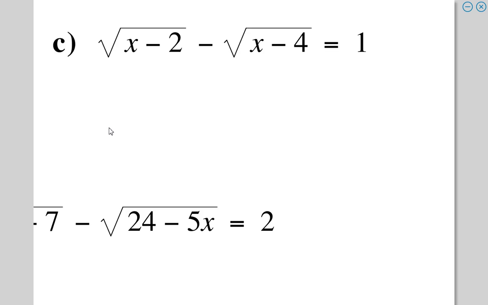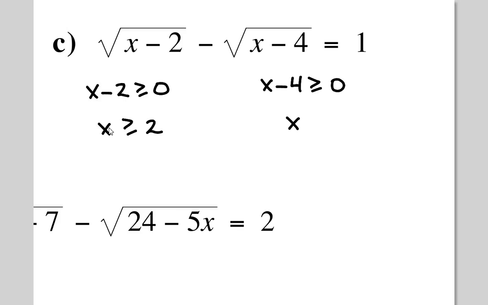What happens when there's 2? Do both, and then think about it. So the first one is x minus 2 greater or equal to 0, and the other one is x minus 4 greater or equal to 0. Solve both. You get x greater or equal to 2, and over here you get x greater or equal to 4.